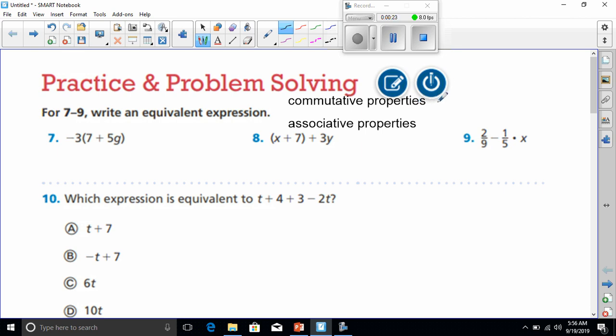First of all, commutative properties: I'm allowed to rearrange the order of the numbers as long as I'm adding or multiplying. So if I have (3 plus 7) plus x, let's just say these are in parentheses, that will be equivalent to, if I rearrange the order, x plus (3 plus 7).